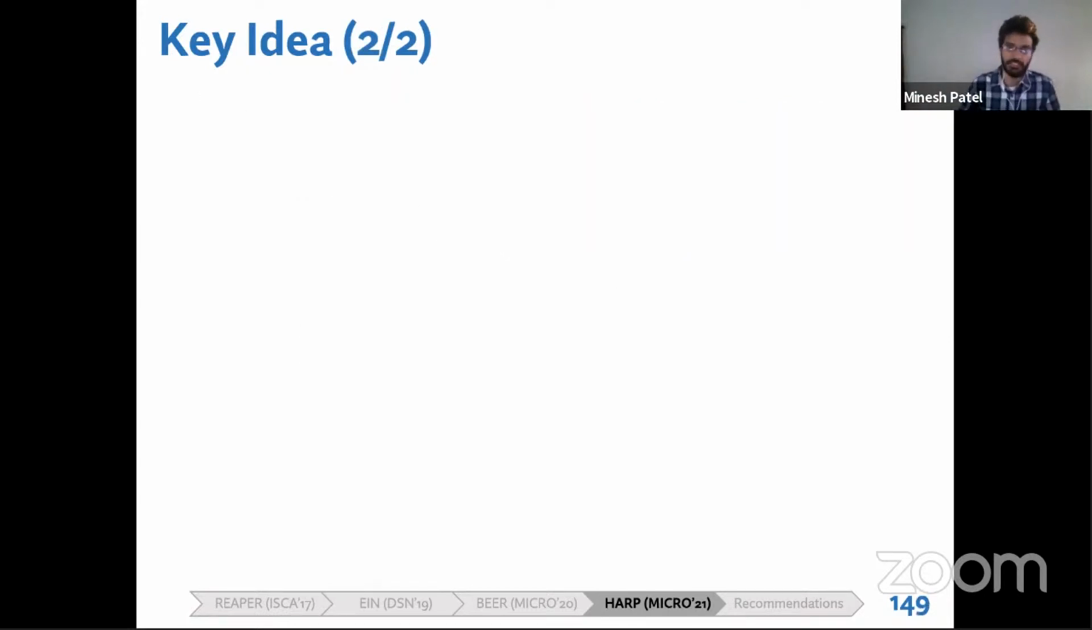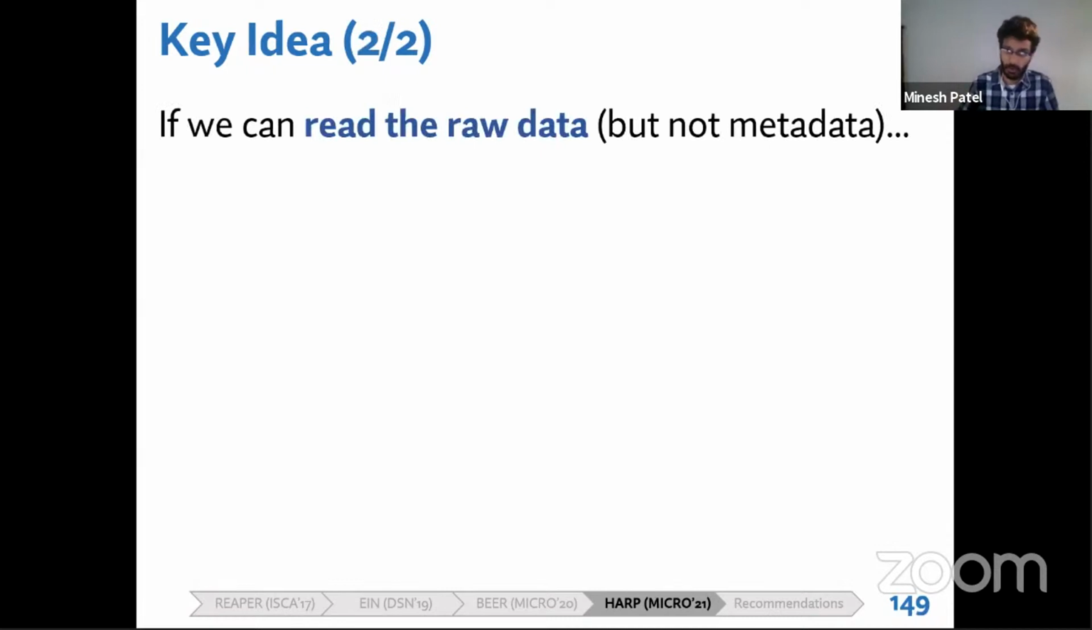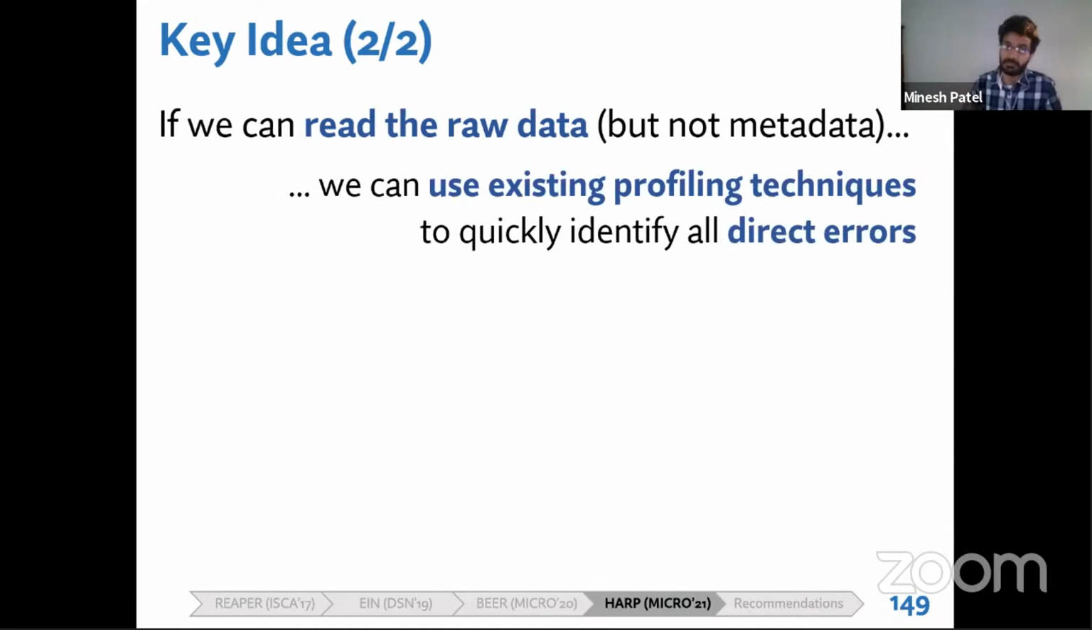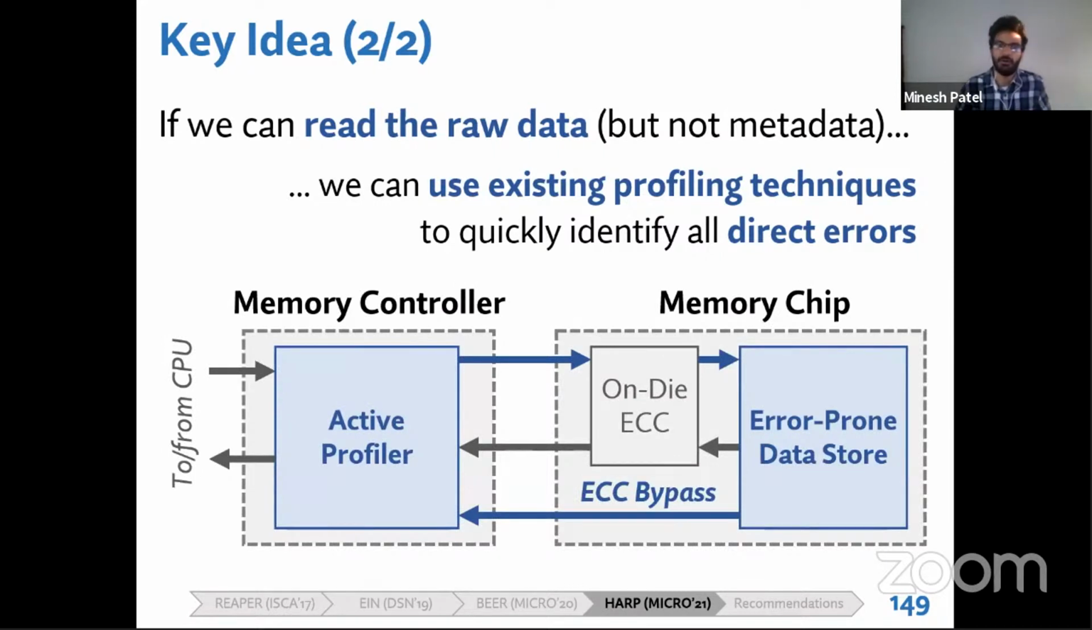The second part of the key idea is that if we can read the raw data bits, but not necessarily the metadata bits, we can use existing profiling techniques to quickly identify all bits that are at risk of direct errors. And so here's an illustration showing how an active profiler within the memory controller can potentially use an ECC bypass path to directly read data from the data store. In this way, the profiler can profile for errors as if on-die ECC does not even exist.